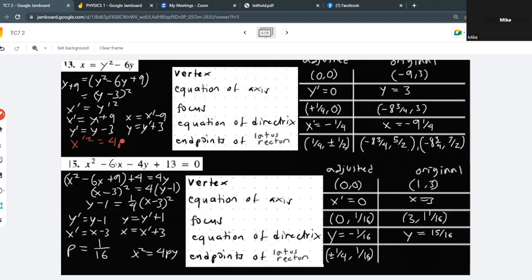Tapos, x squared is equal to baliktad. Tingnan mo yung sa 13. Nagpalit na tayo, nag-rotate eh, di ba? So, ang standard equation natin there, tingnan mo yung number 13. Yung equation natin ay in terms of, so dapat, ang lalabas niyan, y prime squared is equal to 4p x prime.